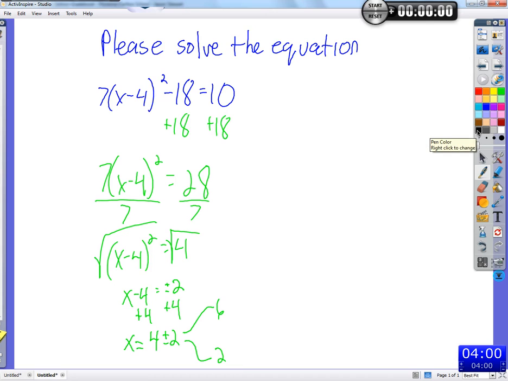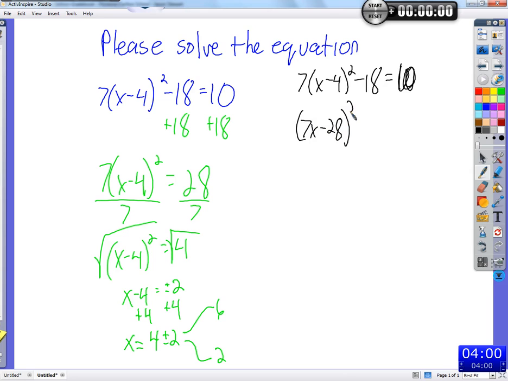Just to remind you of a few things we talked about before, watch out for this: 7 times (x minus 4) squared minus 18 equals 10. I'll just point out the flaw in the reasoning and then move on. I won't try to work it out from there. I'll just show you what gets done a lot and remind you we don't want to do those things. First of all, distributing this 7, I'm getting (7x minus 28) squared.